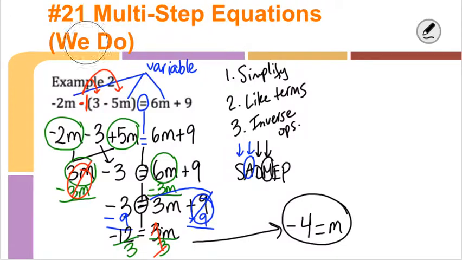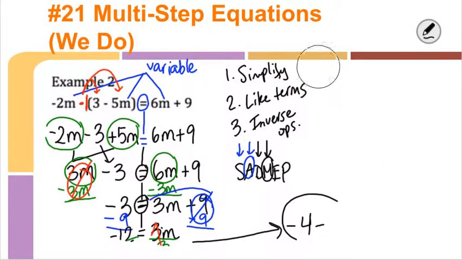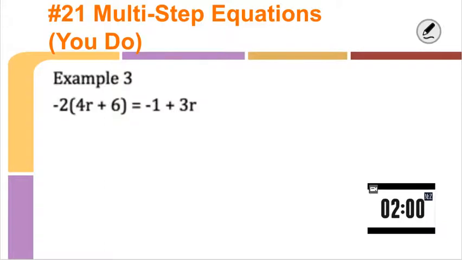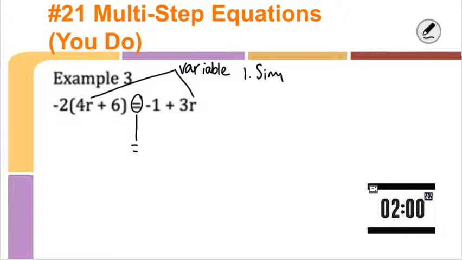Okay? Now here's the last example. Go ahead and pause here if you'd like to try this on your own. Otherwise, just go ahead and follow along with me. So again, I find my equal sign, I find my variable. In this case, it's r. First thing I want to do is simplify each side.